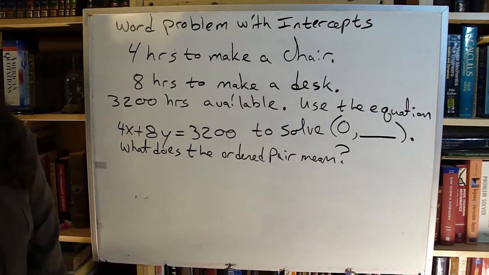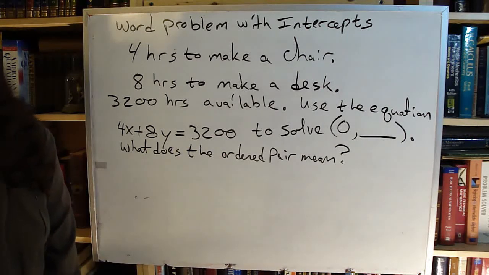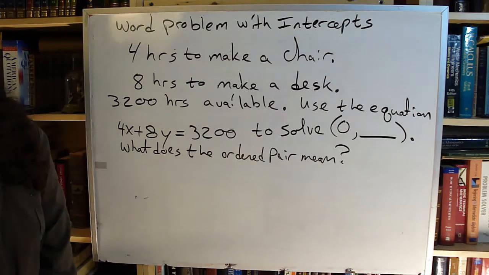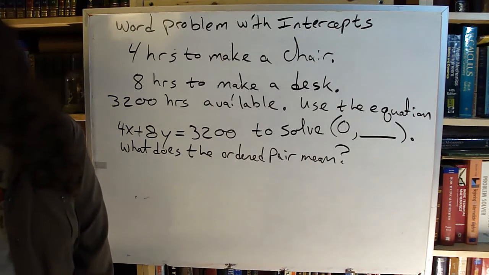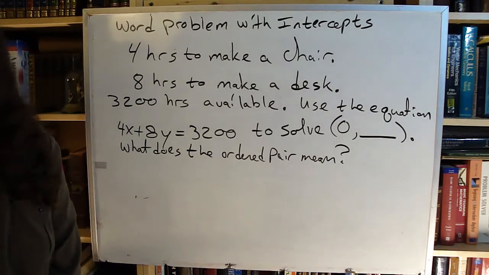The linear equation that models this situation is 4x plus 8y equals 3,200, where x represents the number of chairs produced and y the number of desks manufactured. Complete the ordered pair solution 0, blank of this equation. Describe the manufacturing situation that corresponds to this solution.